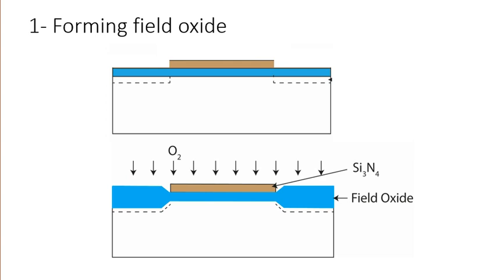Next, the wafer will be oxidized. As a result of oxidation, oxygen penetrates into the silicon and converts some of the wafer into the oxide. Here you can understand why we need silicon nitride. Because silicon nitride is not an oxygen ion conductor, the area beneath the silicon nitride won't be oxidized.